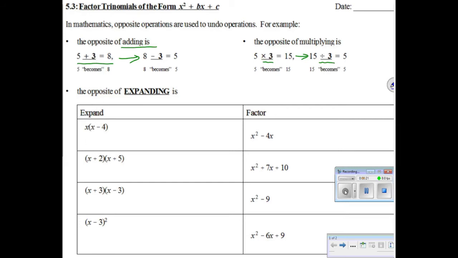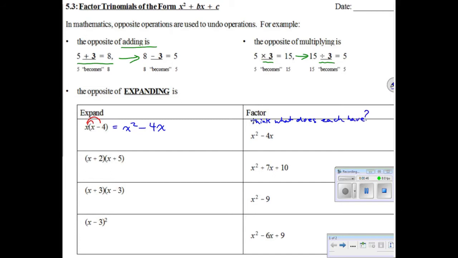Now, today's lesson is all about the opposite of expanding. So if we expand this problem here, we have x, and then we distribute the x into our bracket. We're going to get x squared, and then x times negative 4 gives us negative 4x. And then, how do we factor? Now, factoring is just undoing what we just did for expanding.